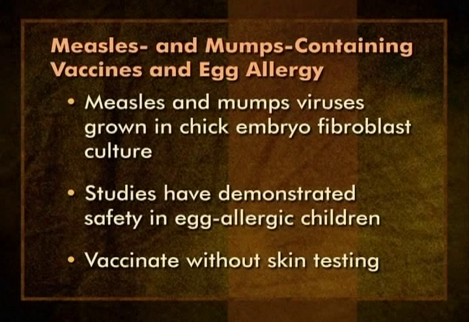In the past, egg protein was believed to be responsible for the rare anaphylactic reaction following MMR vaccines. Evidence now suggests that gelatin, which is used as a stabilizer in MMR and MMRV, may be responsible. Measles and mumps vaccine viruses are grown in chick embryo fibroblast tissue culture and do not contain ovalbumin. Several studies have demonstrated the safety of MMR in egg allergic children. As a result, the ACIP and AAP recommend that you vaccinate even egg allergic children without prior skin testing or the use of protocols requiring gradually increasing doses of vaccine.